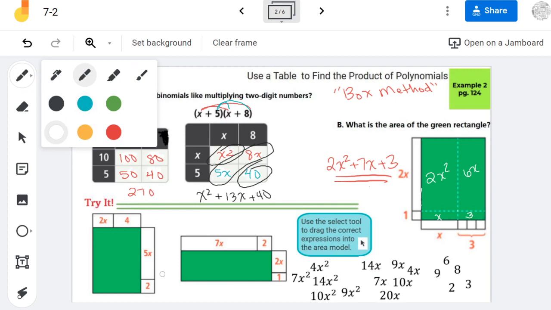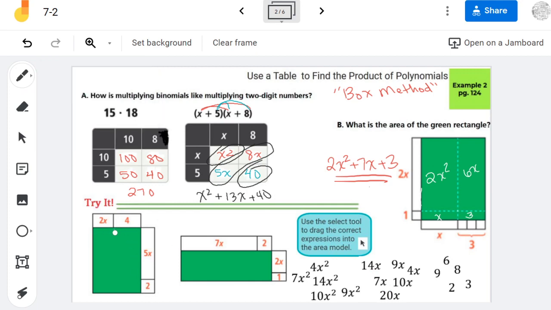To make it easier, I'm going to go ahead and draw in the subrectangles. Although we don't necessarily need these subrectangles, right? We know kind of what we're doing. We're multiplying each number on the top to each number on the side, essentially. So here we go. So on this one, 2x times 5x, 2 times 5 is 10, and x times x is x squared.